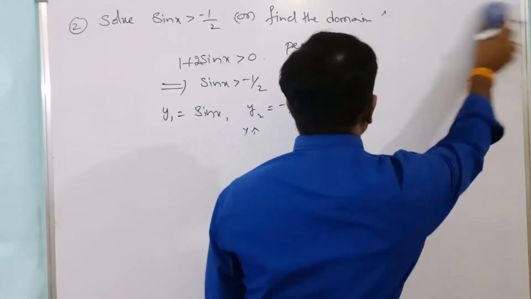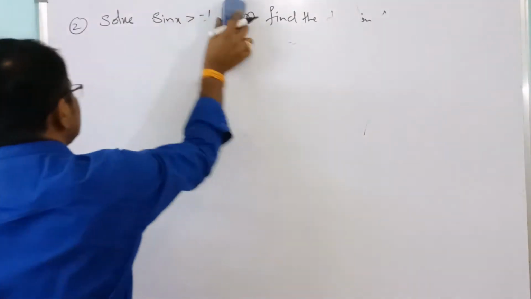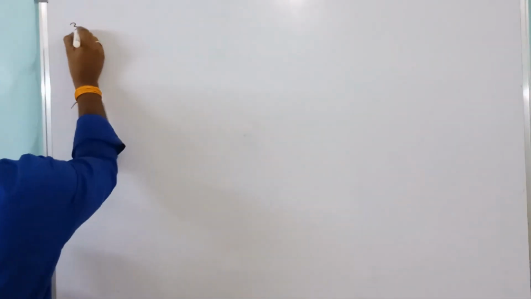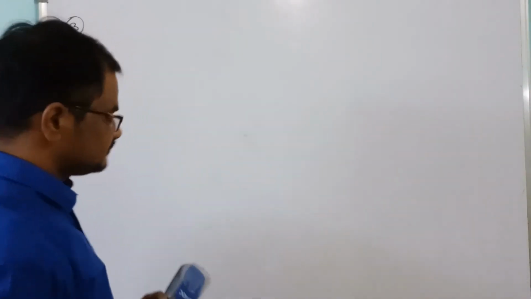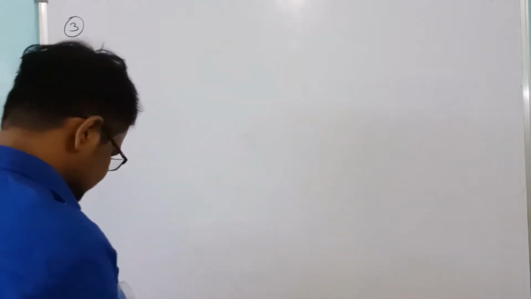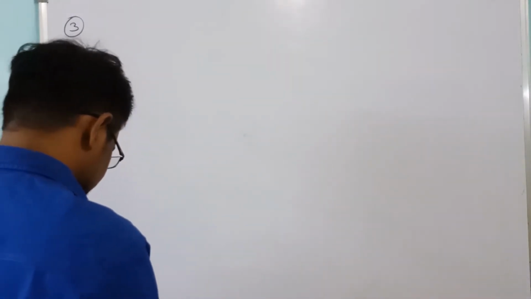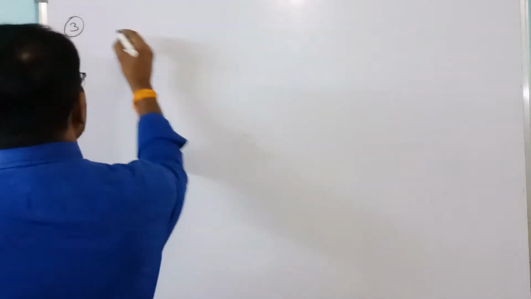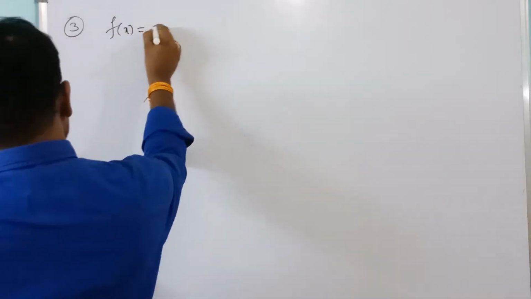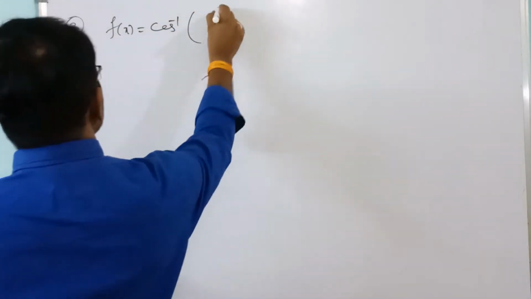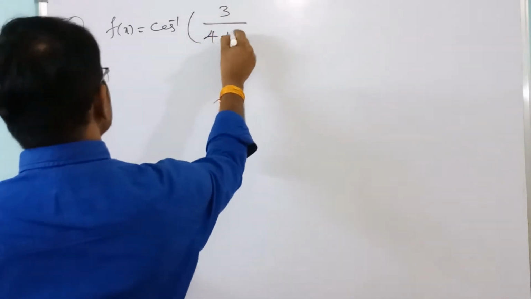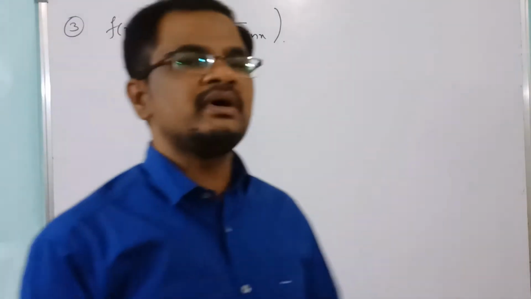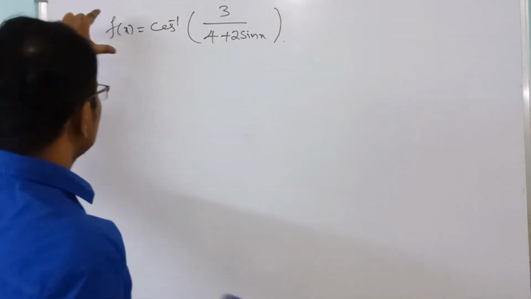Now based on these inequalities, different models of problems they will give. So all the problems we have to discuss in this video. So for that take the third problem. Here they gave f of x equal to sin inverse of 3 by 4 plus 2 sin x. Here also what are they asking? The domain of the given function. Find the domain of this function.